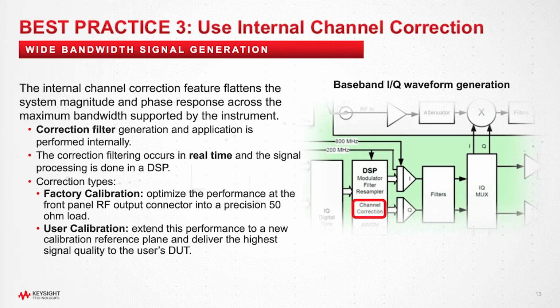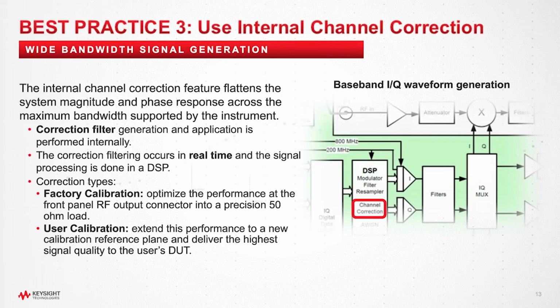The figure above represents a baseband IQ generator. Before the dual DAC, the digital to analog converter, for I and Q, the DSP calculates the correction filter and applies the filter to the baseband waveform in real time. So you see the red block.